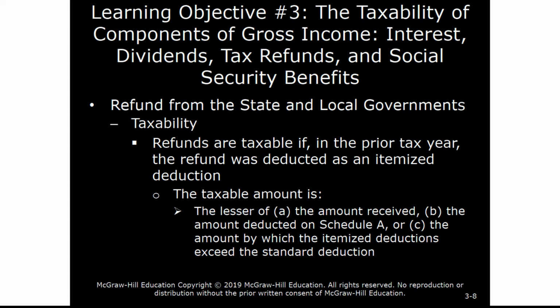If, for example, the taxpayer receives a refund from the state, the question is, does that refund from the state from last year's taxes qualify as income that must be reported this year? And the answer is, well, it depends. If, for example, last year the taxpayer did not itemize but took the standard deduction, then no, none of the refund from the state this year would be taxable. However, if the taxpayer did itemize last year, then all or a portion of that refund may be taxable.